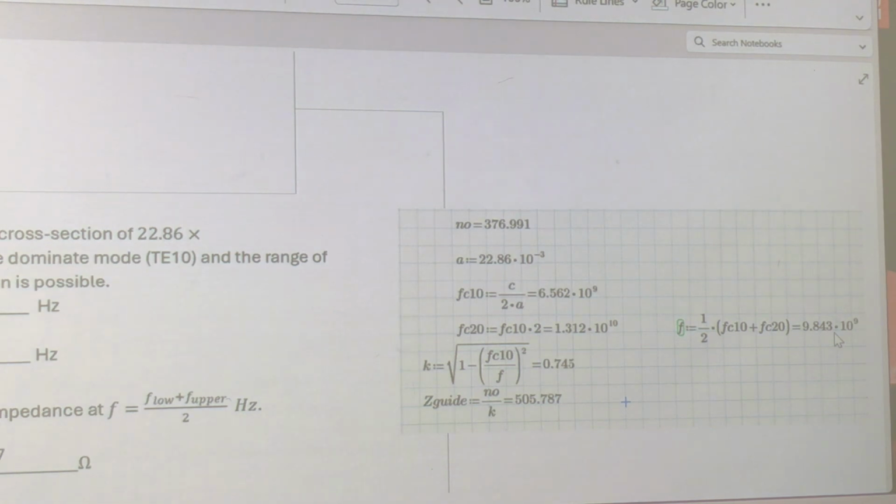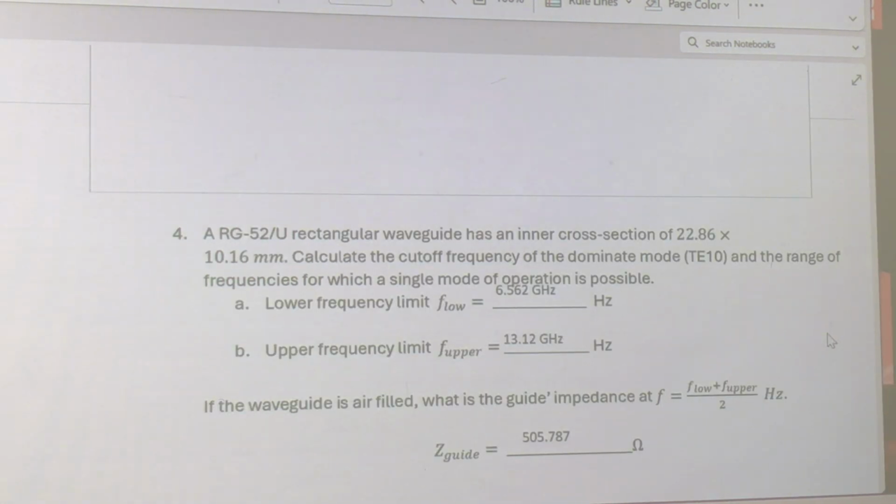And because it's a TE mode and air filled, the characteristic impedance is always eta naught over K. I will give everybody 3 points of raw score on your test. I'll curve it. I don't usually do this. I usually give you a lot more points than that for problems if you miss them. And that's about as fair as I can think of.